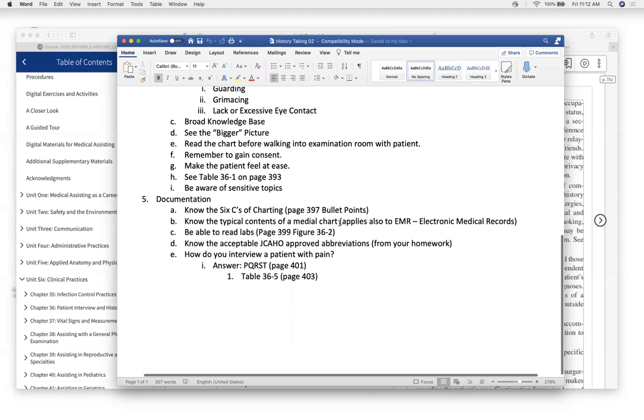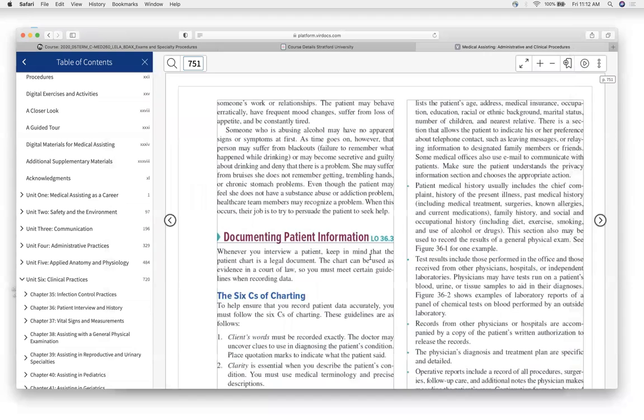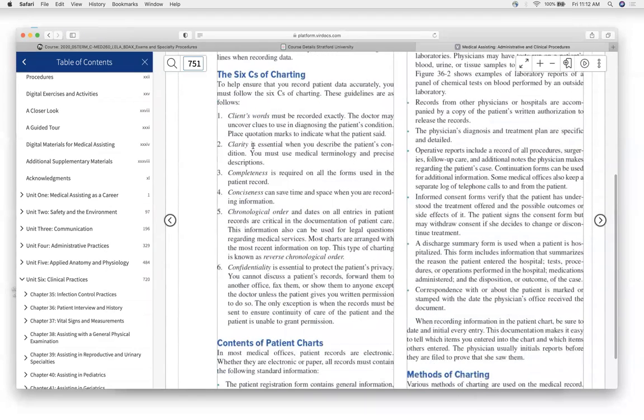Look at the 6 C's of charting. Let's look at that. Again, we already mentioned, it must be in the client's words. It should be clear. So if it's unclear what the patient is saying to you, you get clarity. You mirror the patient and you ask the patient for more information. It has to be complete.